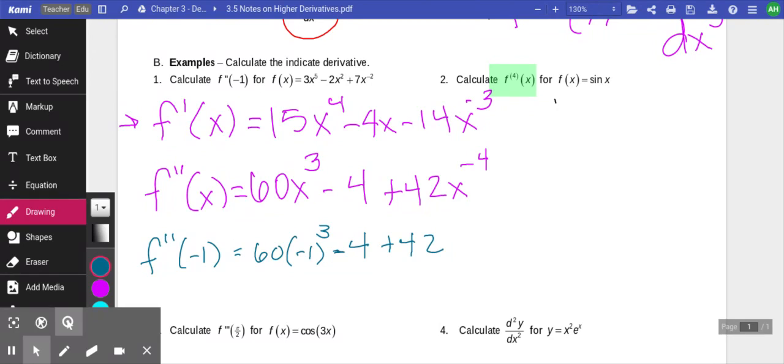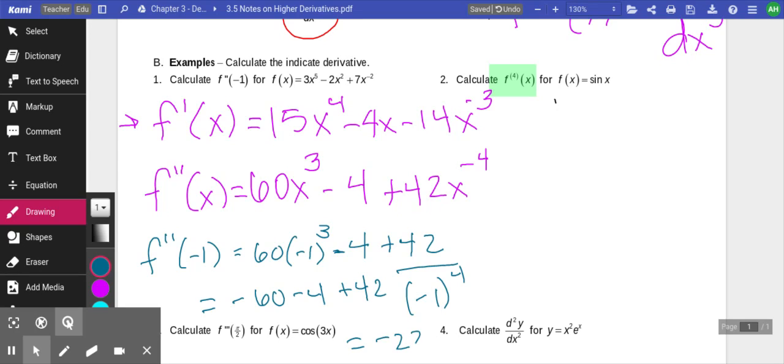I don't like that there's x to the -4, so I'm going to rewrite that as x to the +4 in the denominator and substitute -1 in for that. Negative 1 cubed is negative 1 times 60, so it's negative 60 minus 4. Negative 1 to the fourth is positive, so 42 divided by 1 is 42. And negative 60 minus 4 plus 42 is negative 22.